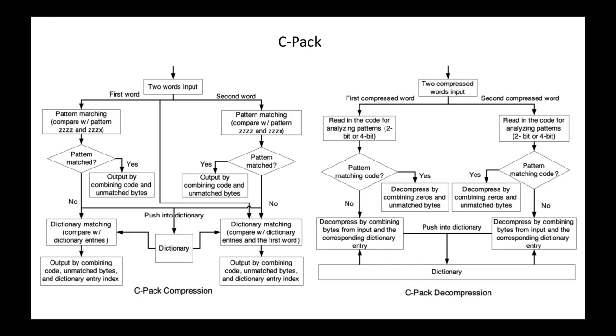And for decompression, the decompressor first reads compressed words and extracts the codes by analyzing the patterns of each word, which are then compared against the codes defined in the table that we have just mentioned. If the code indicates a pattern match, the original word is recovered by combining zeros and unmatched bytes, if any. Otherwise, the decompression output is given by combining bytes from the input words with bytes from dictionary entries, if the code indicates a dictionary match.